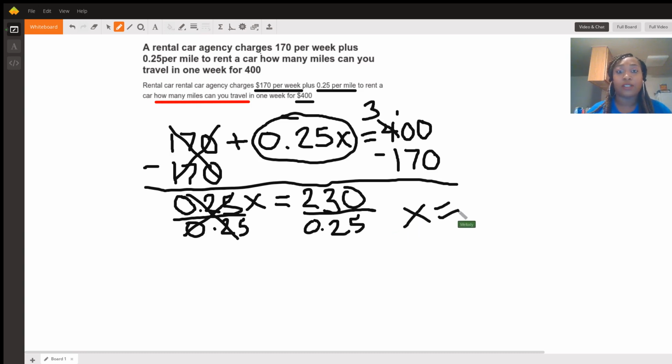So now, to simply get our answer, we need to just divide 230 by 0.25, which would get you the answer of 920 miles that one can travel.